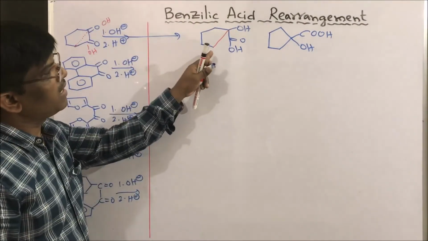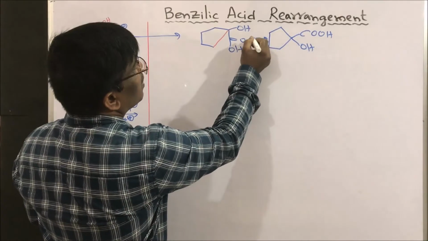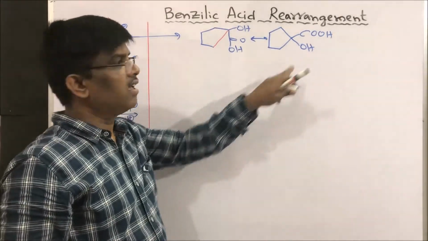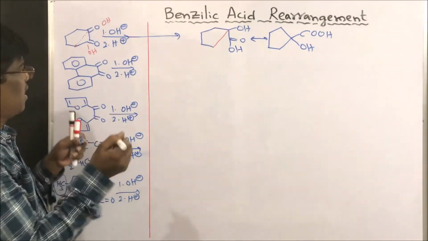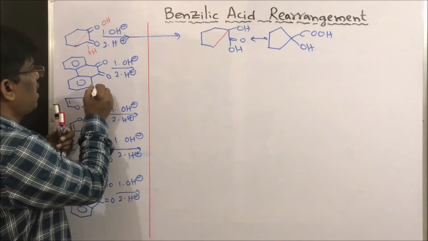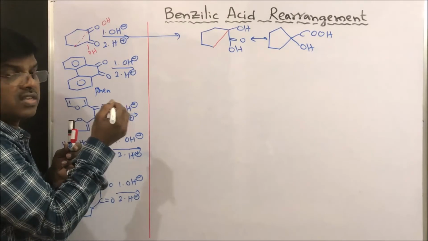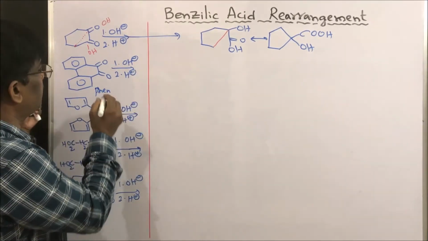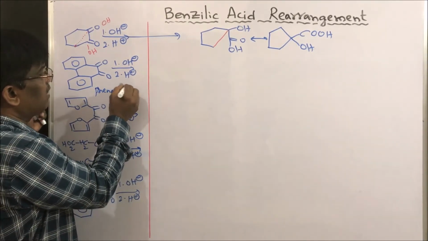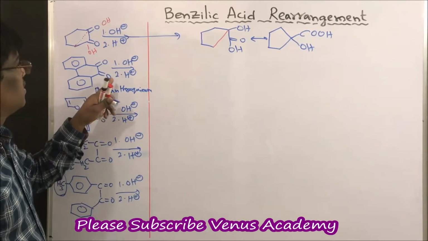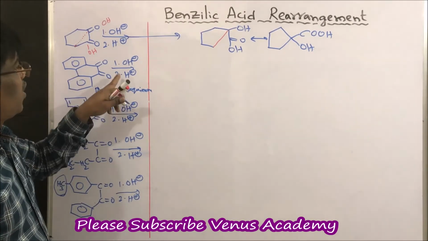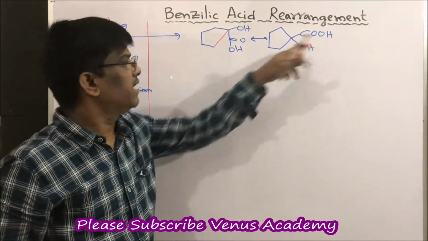So how is it coming? It is nothing but the same compound. I wrote it in this way. So what about this? This is phenanthraquinone. Even quinones also undergo this rearrangement. Phenanthraquinone. Anthraquinone. It is a very, very important reaction, students. So base followed by acid hydrolysis, we are going to get the acid.